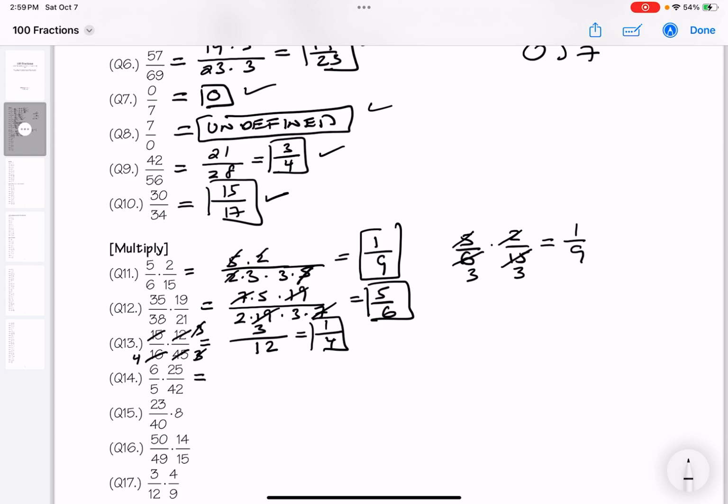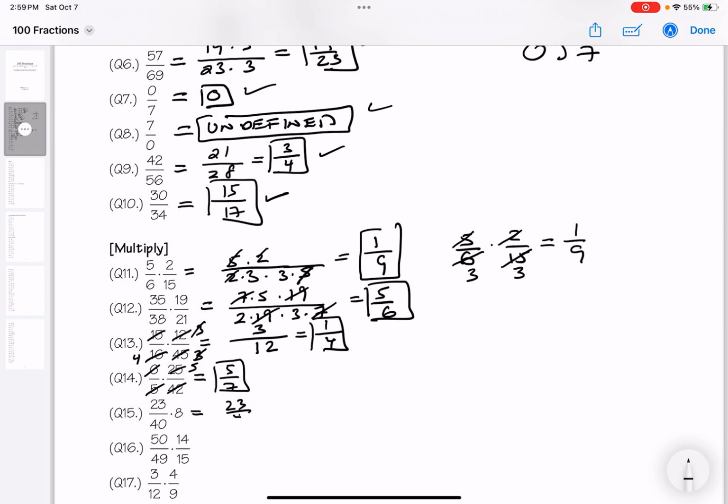Let's put this one down over here. And looking at it, I'm looking at the 5s again. 5 goes into 5 once. It goes into 25 5 times. And then looking at the 6 and 42, 6 goes into 6 once, and it goes into 42 7 times. So you're left with 5 on top, 7 on bottom. Let's keep doing this over again.